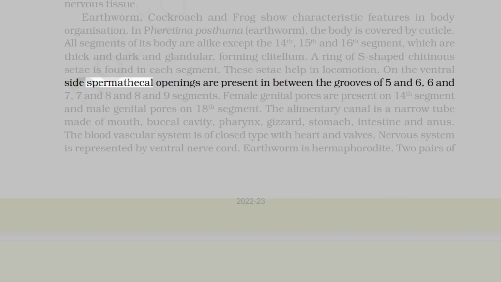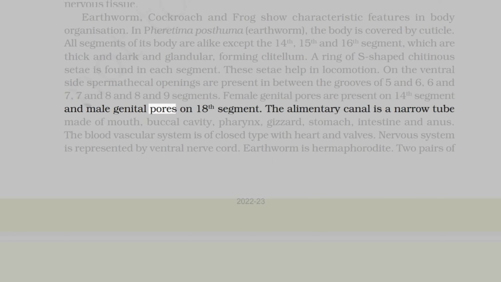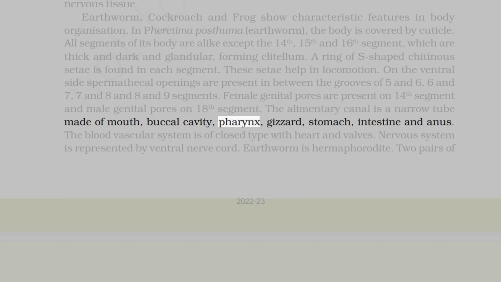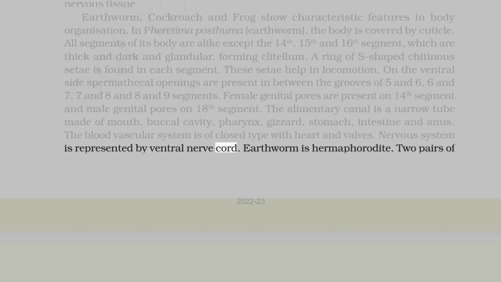On the ventral side, spermathecal openings are present in between the grooves of 5 and 6, 6 and 7, 7 and 8, and 8 and 9 segments. Female genital pores are present on the 14th segment and male genital pores on the 18th segment. The alimentary canal is a narrow tube made of mouth, buccal cavity, pharynx, gizzard, stomach, intestine and anus. The blood vascular system is of closed type with heart and valves. Nervous system is represented by the ventral nerve cord.